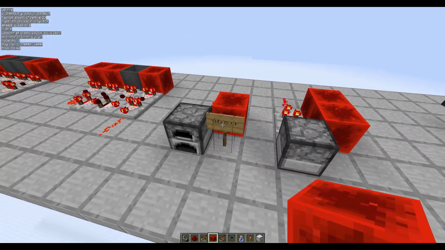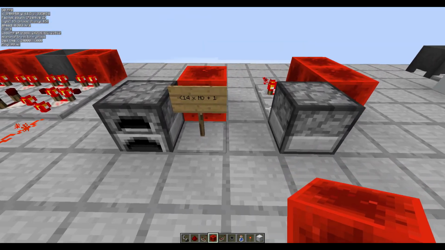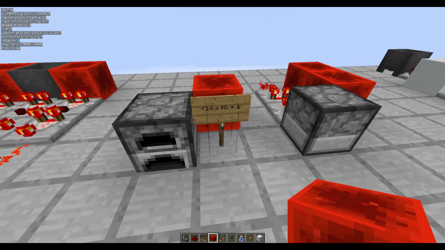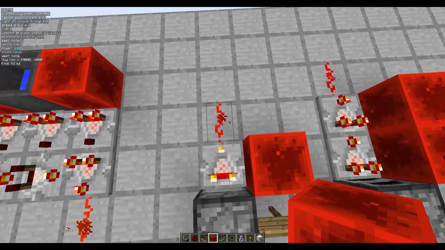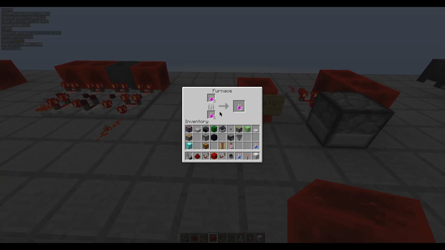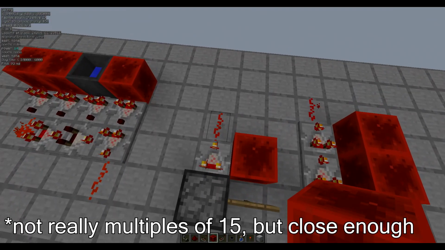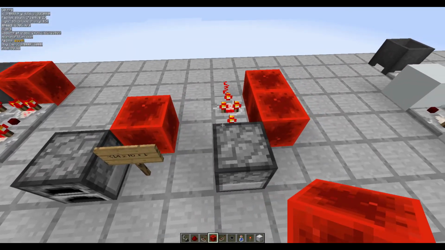And so here's the formula, I wrote it down on a sign. So it's 14 times n, n being the number right here, plus 1. And yeah, this is just a basic formula. If you want to do more precise values, I'm not going to go into that right now, maybe in the future, but yeah, if you just want multiples of 15, then that's how you do it.